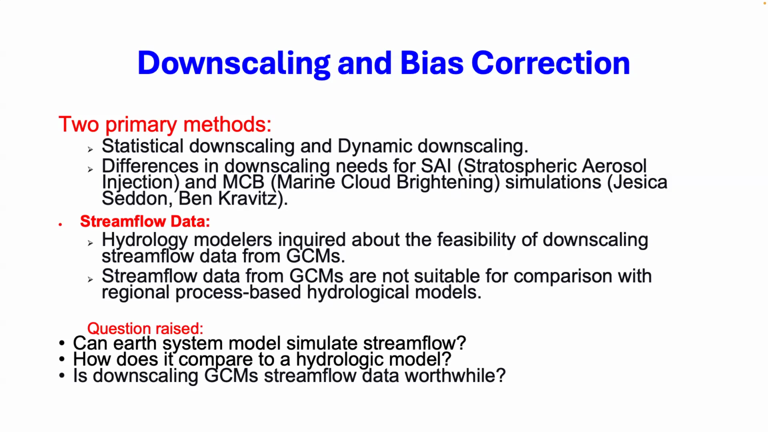For the stream flow data, which is very crucial for hydrology, there was an inquiry about how feasible it is to downscale stream flow data from GCMs, and whether GCMs are suitable for comparison with the regional process-based hydrological studies people may want to do. Part of the questions raised were: can an earth system model simulate stream flow? How does it compare to hydrological modeling? And will downscaling GCM stream flow be worthwhile? Those are things for thought.